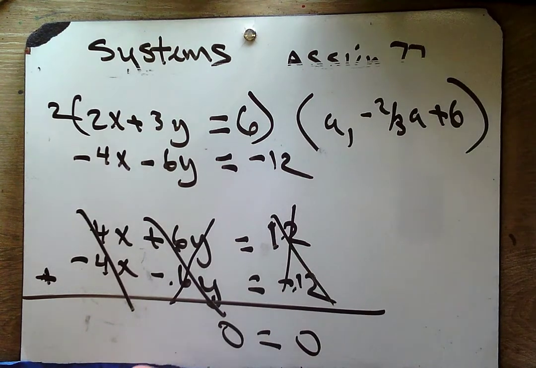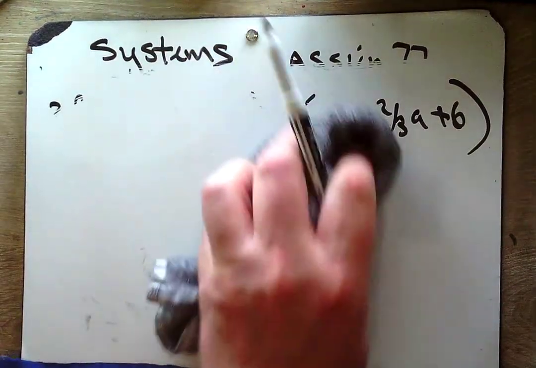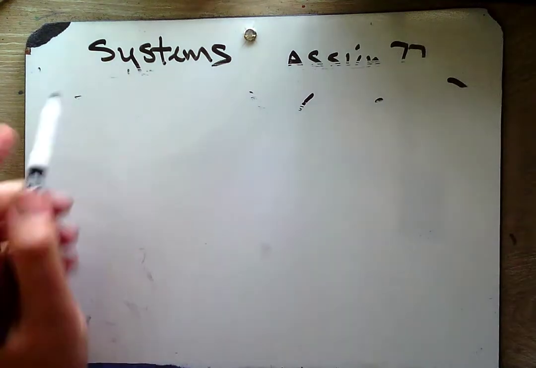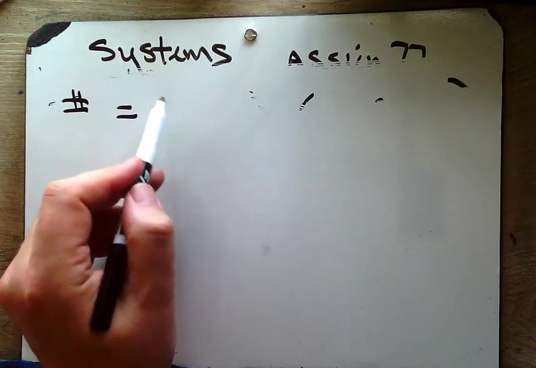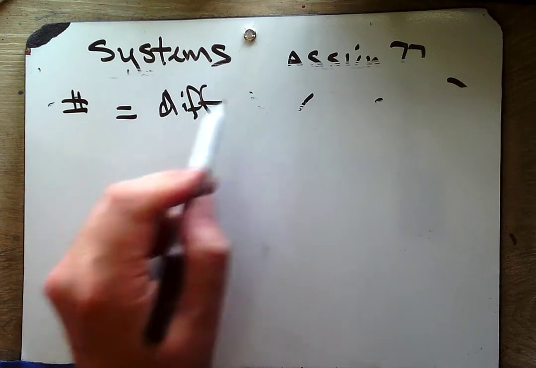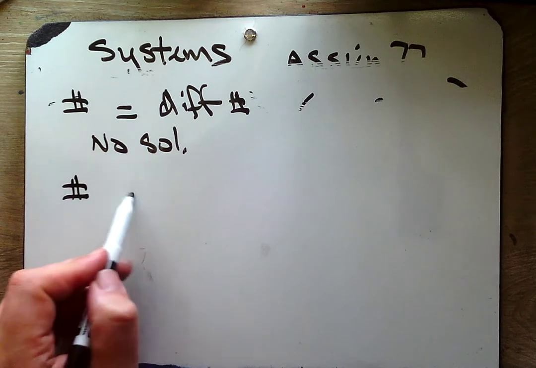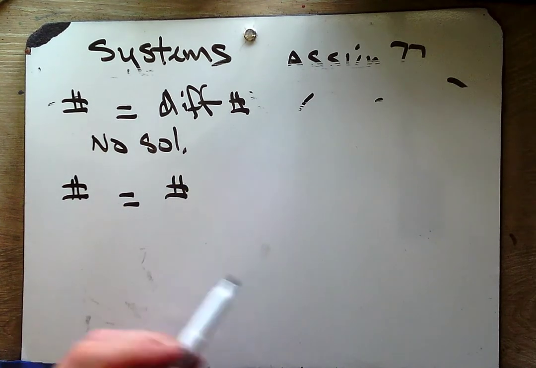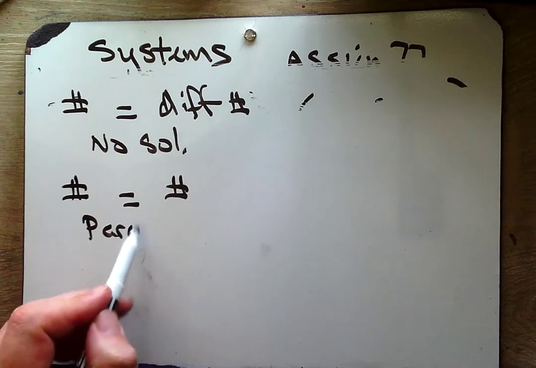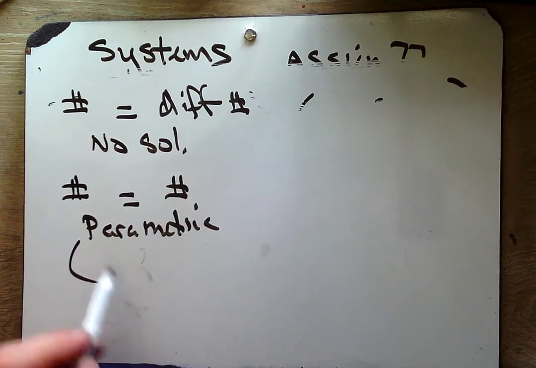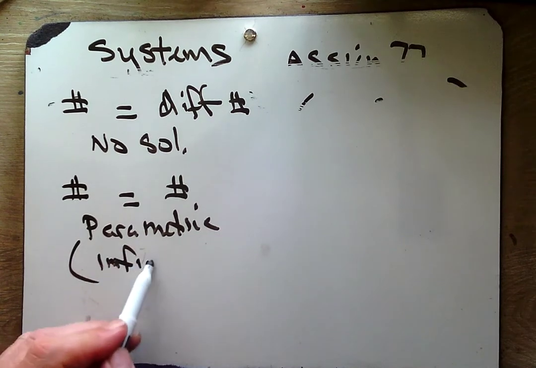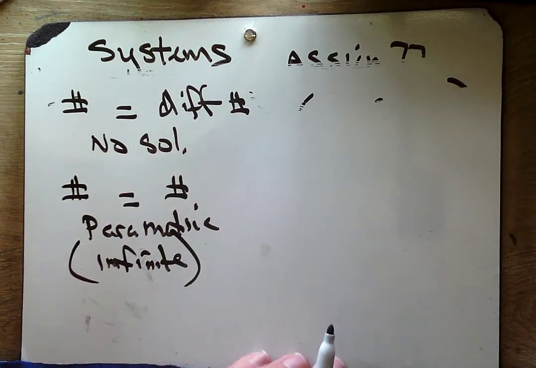This is how I know that I need to write a parametric solution. Whenever I get a number equals itself, that's parametric. You used to say infinite number of solutions. Now you say parametric solution. And remember, if you get a number equal to a different number, that's going to be no solution. The one we were just looking at, the one for parametric, is you get a number equals itself. And that's parametric. Parentheses, old school, infinite. All right, good.